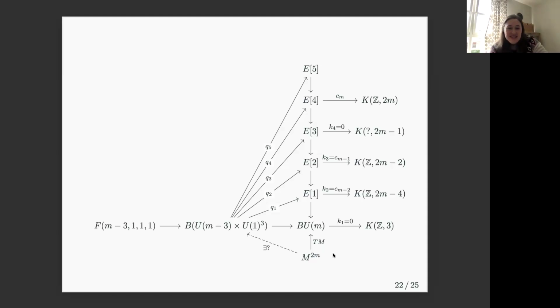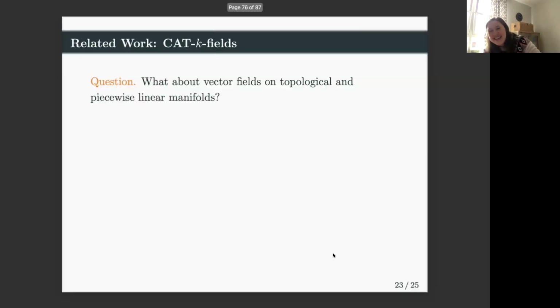Also, if you ever need anyone to do any Postnikov calculations for you, I will happily do it.